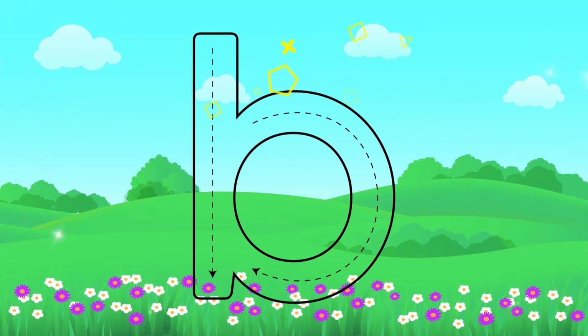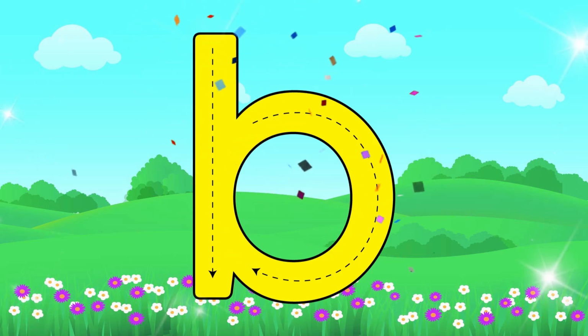Now it's time for B. Let's trace B. Start at the top, pull down. Then go around like a circle. Hooray! You made it!